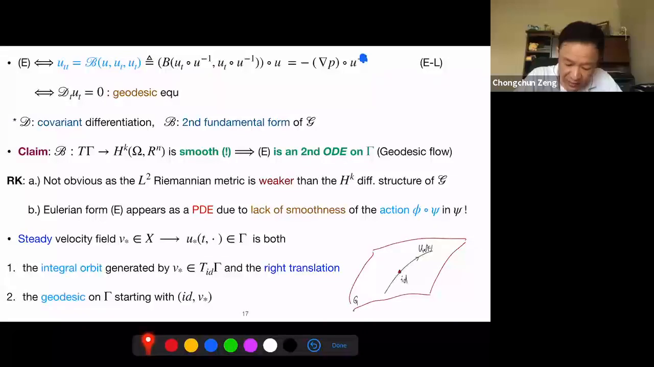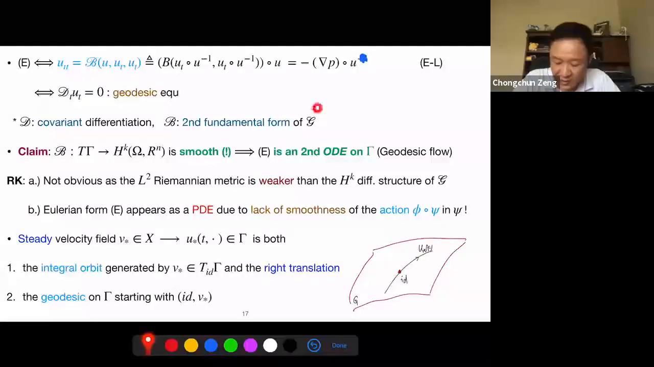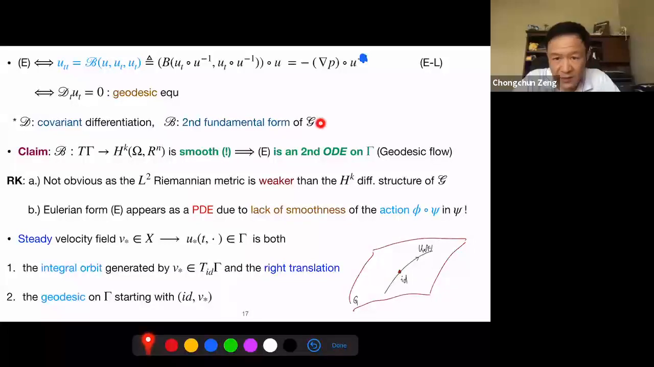The velocity can be written as u_t composite with u inverse, and then finally composite with u. So this is a new bilinear transformation. We call that calligraphic B. And this calligraphic B is exactly the second fundamental form of the configuration manifold of the Euler equation in the L2 metric. Okay, so think of this as a manifold embedded into the L2 space and equip its tangent space with the L2 metric.